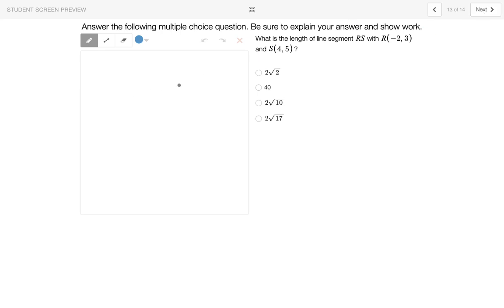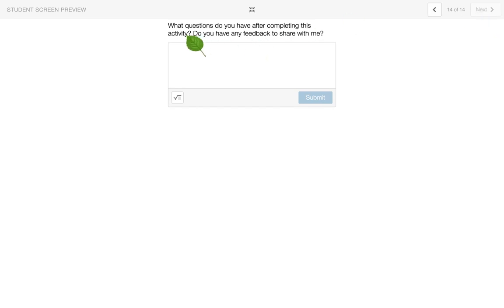So this is your assessment question. Please show work. If you do not want to show work using the sketch tool, you can show your work on a piece of paper, take a picture, and upload that to Classroom. Also, once you select your answer choice, you can explain your work in the box that pops up here. So please do that. And then I would like you to tell me any questions you have after completing this activity, and tell me about any feedback you have to share.